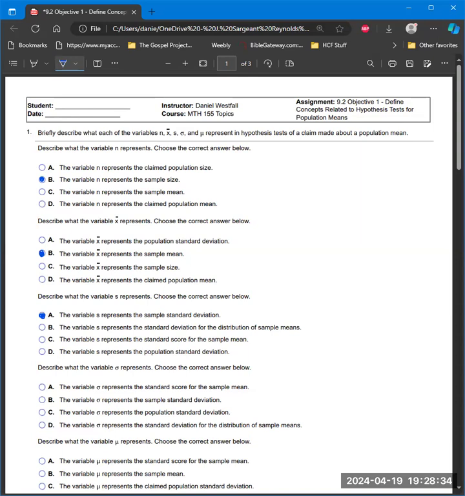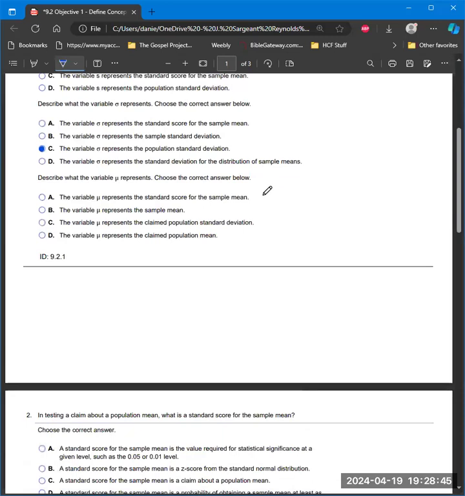Sigma represents the standard deviation of the population. That's C. And mu represents the claimed mean of the population. That's D.